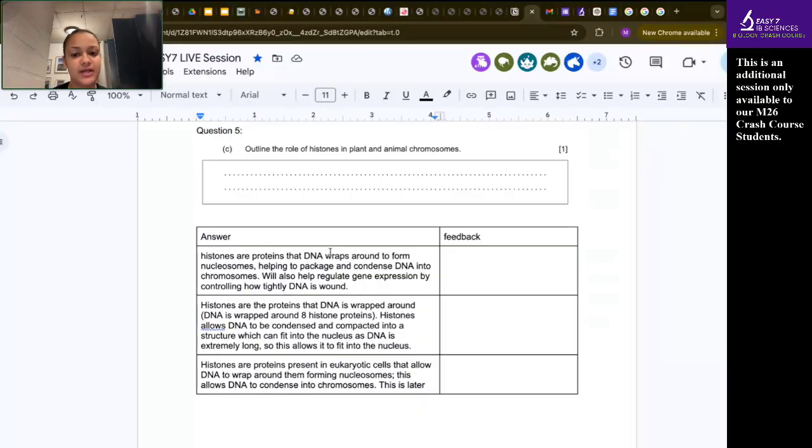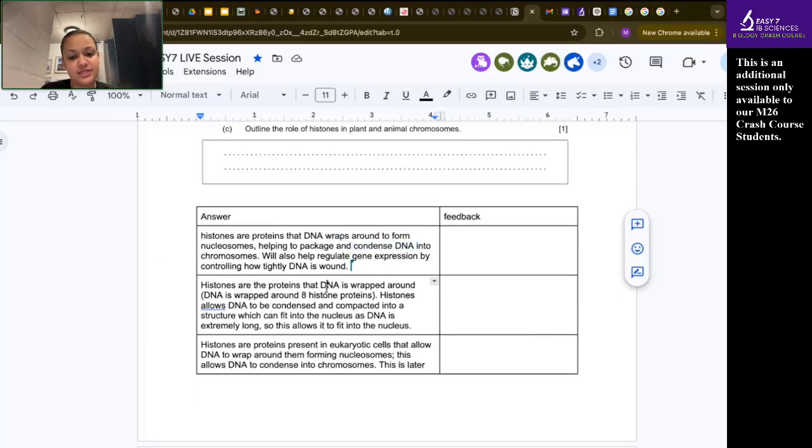Outline the role of histones in plant and animal chromosomes. Now, again, a 1-mark question. So we're going to think of one thing to say. So histones are proteins that the DNA wraps around to form nucleosomes, helping to package and condense the DNA. They also help regulate gene expression by controlling how tightly the DNA is wound. Perfect. And it's involved in what is known as DNA supercoiling, which is the condensing of the DNA. Now, anyone remember what the DNA supercoiling turns what into what? Remember, it turns your chromatin into chromosome. So you can even talk about that.